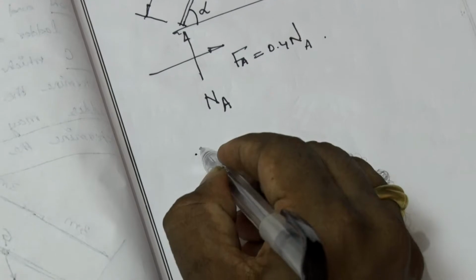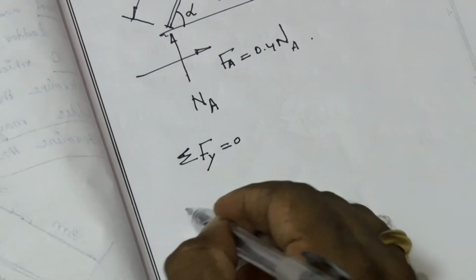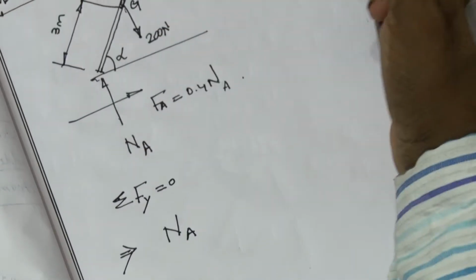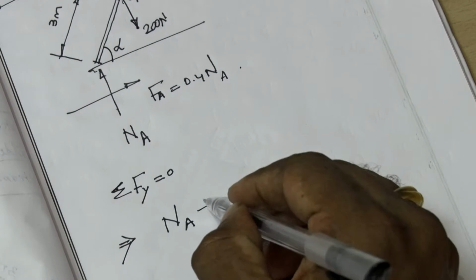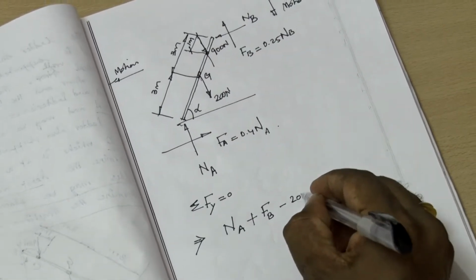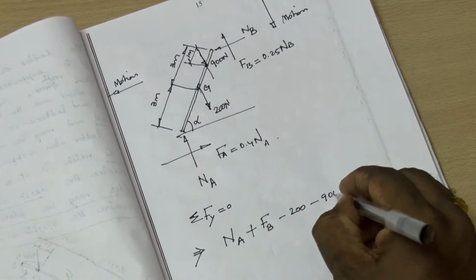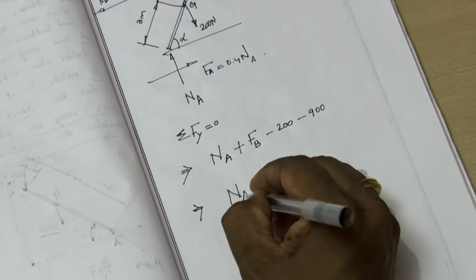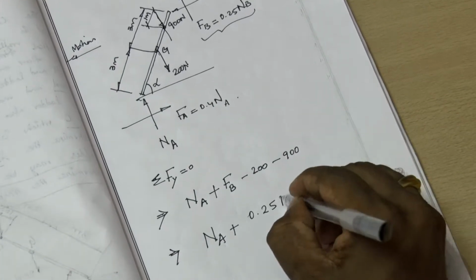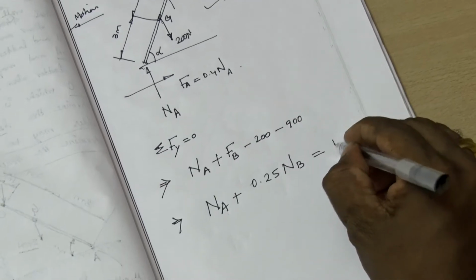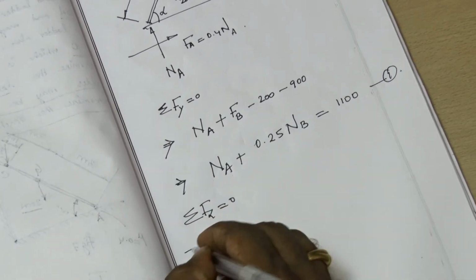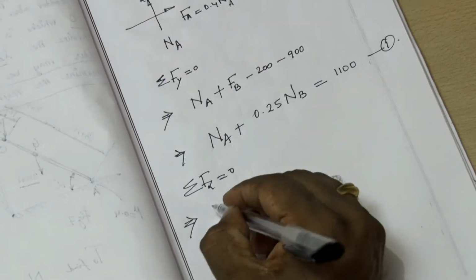Applying equilibrium equations, sigma Fy equal to 0 implies Na upward, Nb upward plus Fb upward, minus 200 downward and minus 900 downward. This implies Na plus Fb, which is 0.25 Nb, is equal to 900 plus 200, that is 1100. This is equation 1.